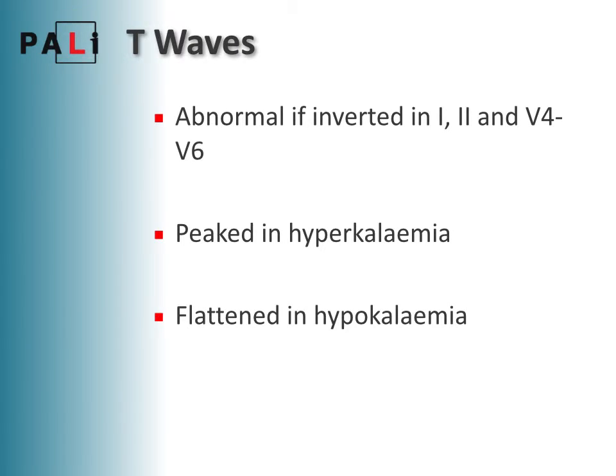Now we want to look at T waves. T waves are abnormal if they are inverted in leads 1, 2 and in V4 to V6. T waves can be peaked in hyperkalemia and they can be flattened in hypokalemia.